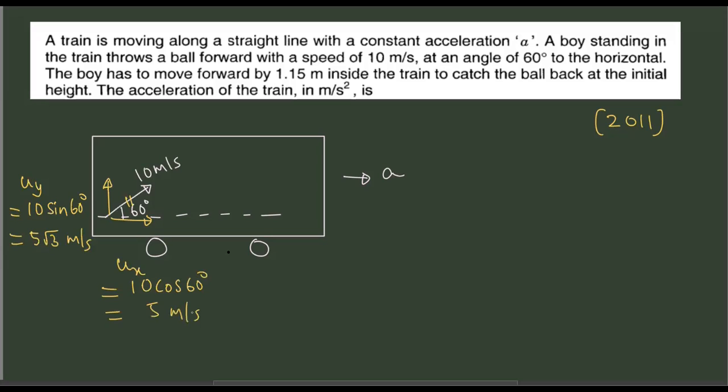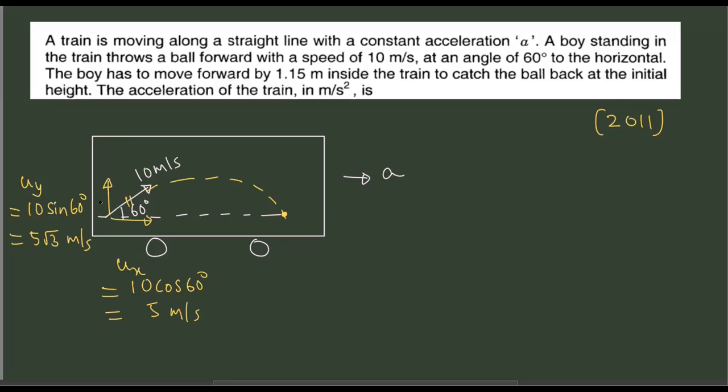Now the problem is saying the boy has to move forward a certain distance till he catches the ball again. So somewhere here he catches. He has to move 1.15 meters ahead. Now, if you think about it vertically, what is happening? Vertically, it starts off with 5 root 3 meter per second and then goes to maximum height and then comes back.